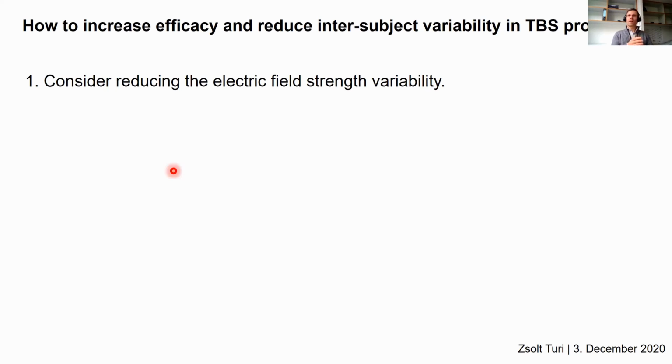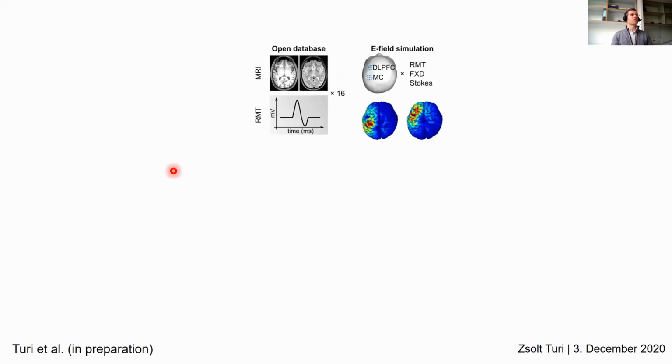However, because the resting motor threshold intensity depends a lot on the participants, this will produce a strong variability in the inter-individual and intercortical electric field measures. This is what I recently did. I used an open database which has MRI data and resting motor threshold data from the same participants. This dataset allows us to perform electric field simulations for the motor threshold, the fixed intensity, and the Stokes method.